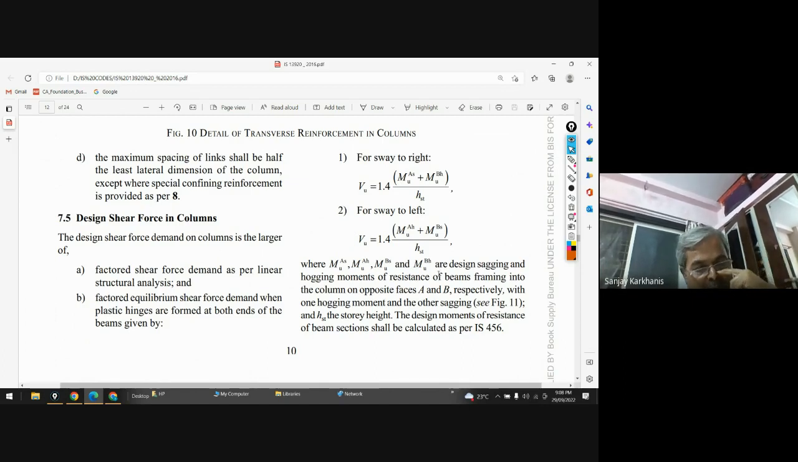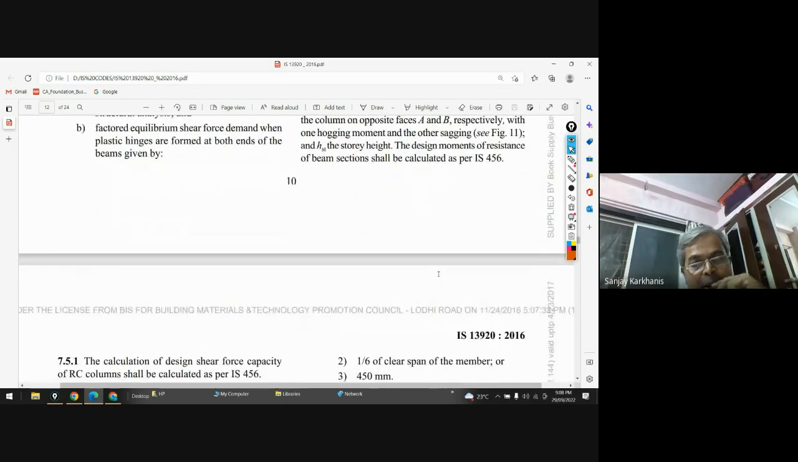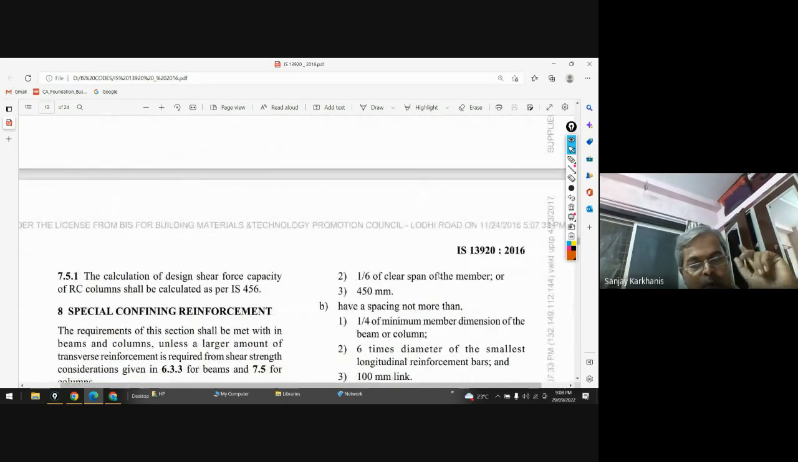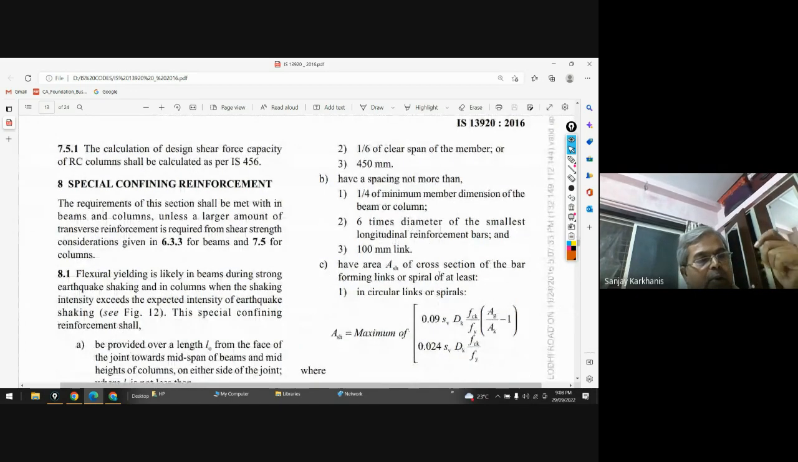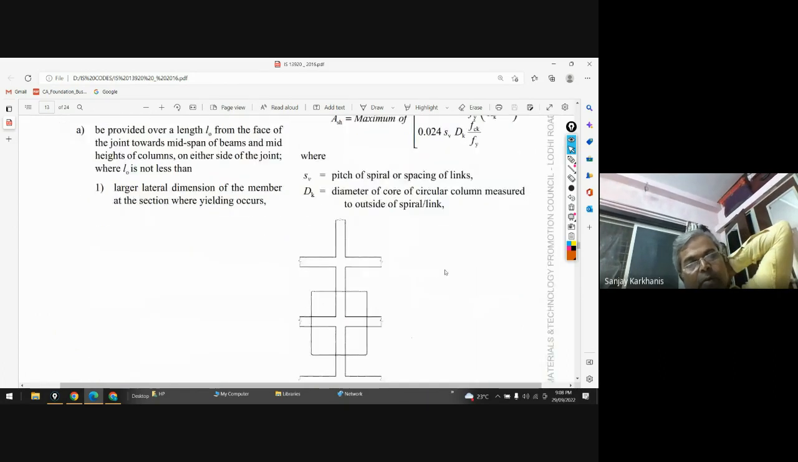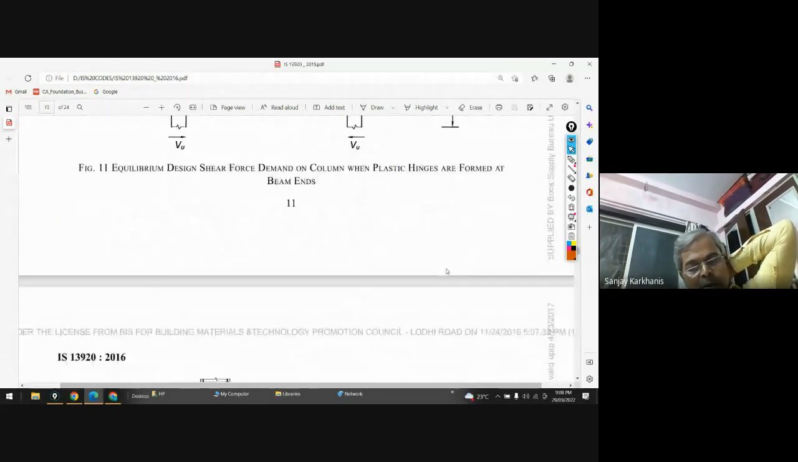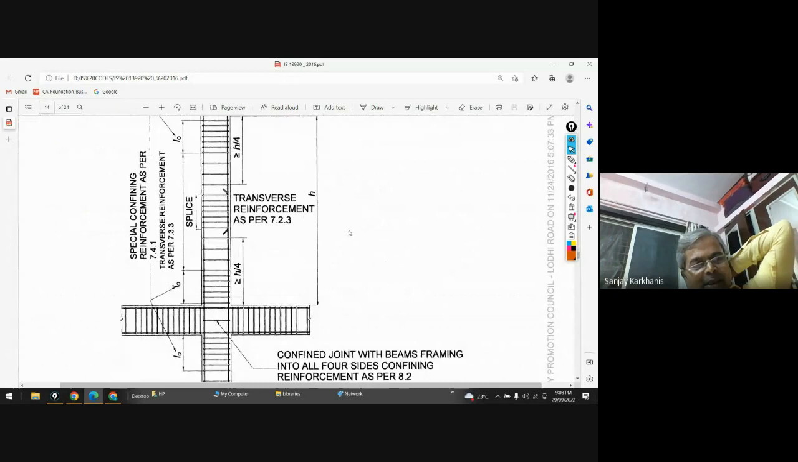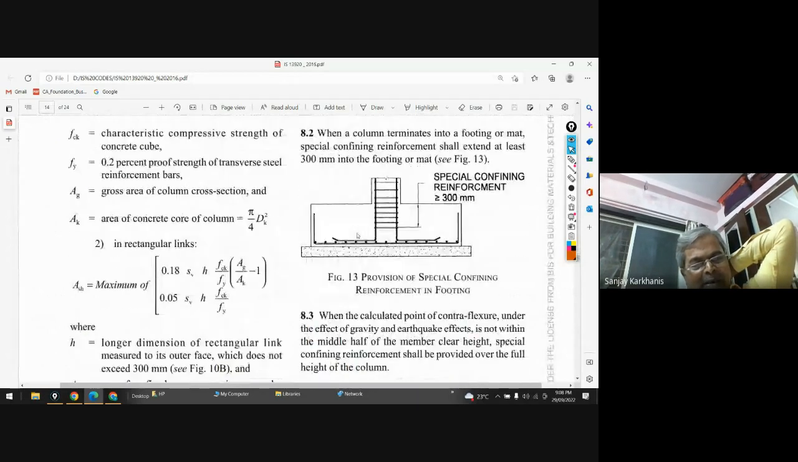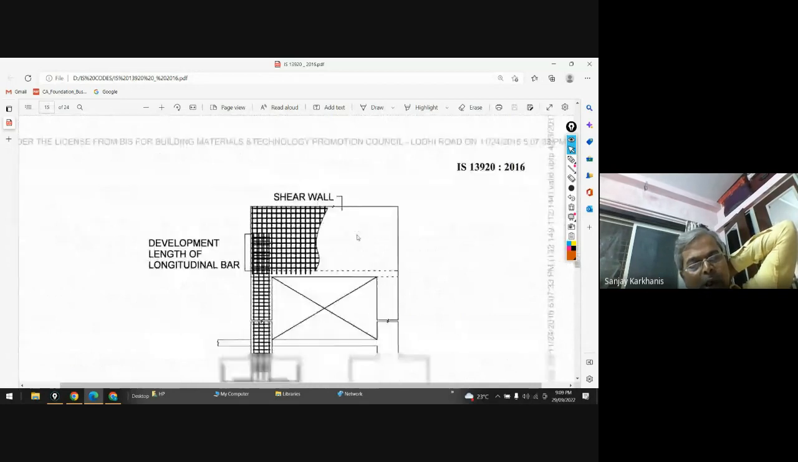If you follow 13920, then definitely it will perform as per your calculations. So you will predict the performance of the structure when it is subjected to excessive lateral forces. So I think we'll stop over here. All these things you can check and you will understand it. There is nothing new in that.